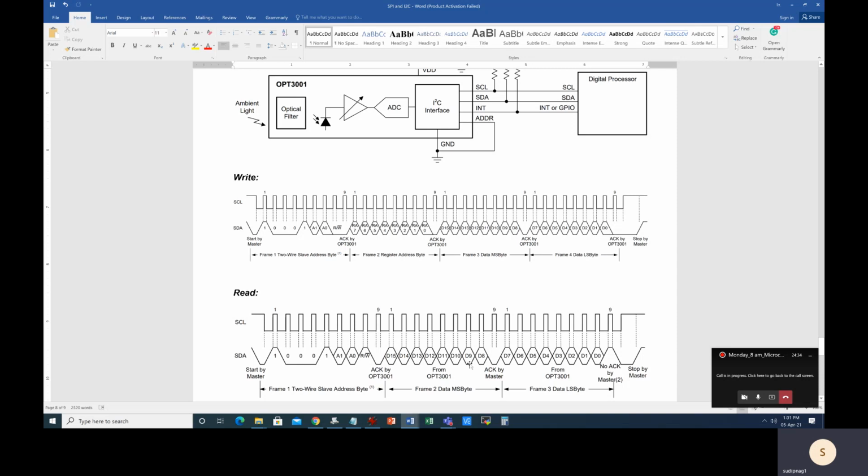So D15 to D8 comes because it's 16-bit data available, which is going from peripheral to microcontroller. D15 to D8 is followed by acknowledgement by the master, because the microcontroller is reading and has received the data from OPT. So OPT sends the data and the microcontroller should acknowledge it to the OPT chip, acknowledgement by master. Then followed by another 8 bits, and then in the read condition, there is no acknowledgement by the master.